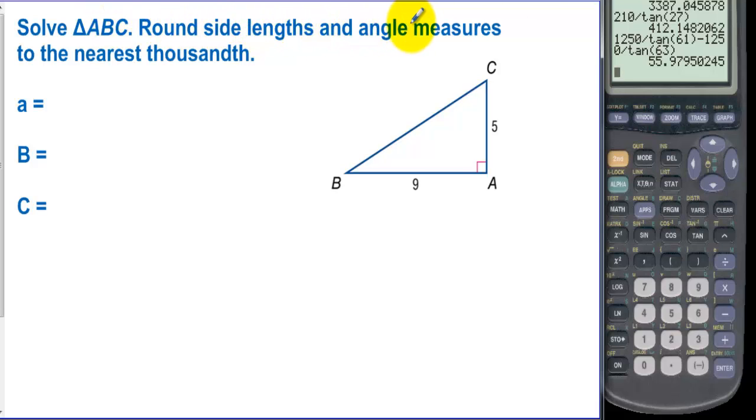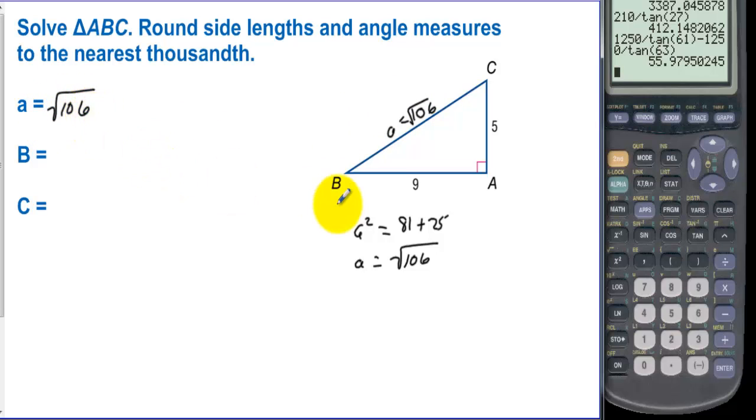Solve triangle ABC. Round side lengths and angle measures to the nearest thousandth. Let's find side a. a is equal to, well, we have a squared is equal to 81 plus 25. So a is equal to the square root of 106. So a is the square root of 106.